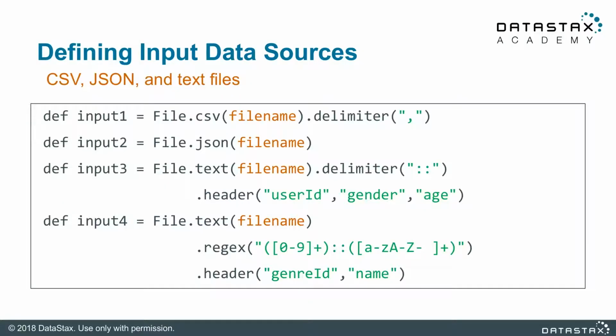Once we have our configurations defined, it's time to define our input sources. You can see that from the file method, we can specify which type of file format we're loading and whether or not there's a specific delimiter or header associated with it.